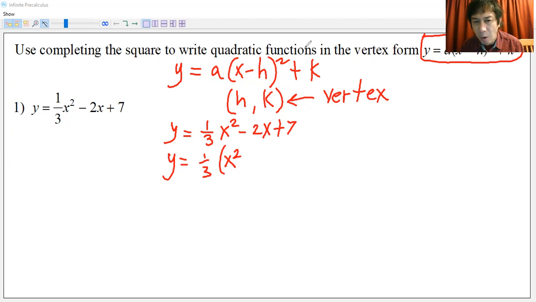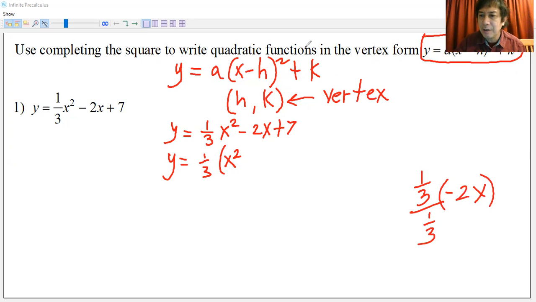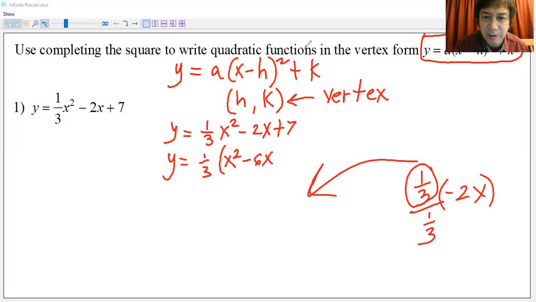So moving a 1/3, it's like this. You have a 1/3 over 1/3, and you have the negative 2x there, as if it's like that, because 1/3 over 1/3 is 1. If you move out the 1/3, you have a negative 2 over 1/3, which is a negative 6. That's a negative 6. So what is left inside is a negative 6x there.